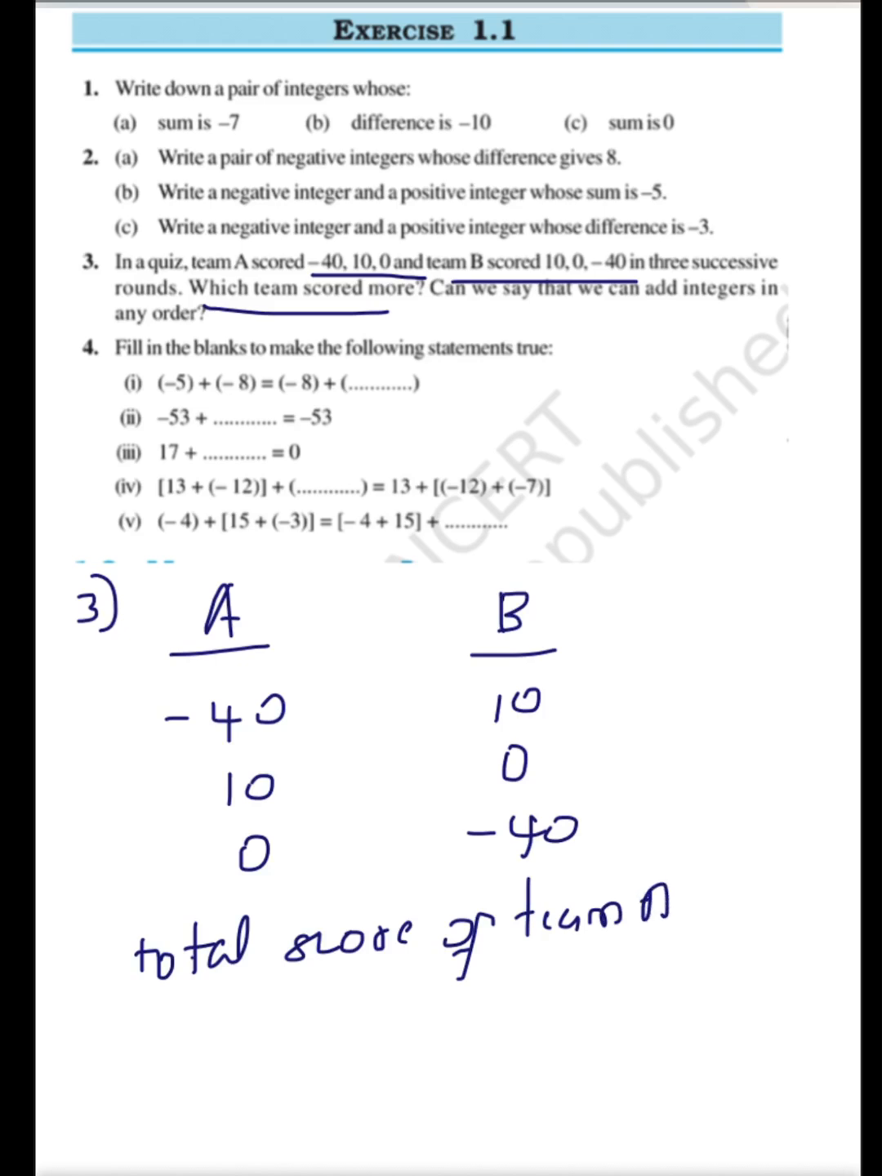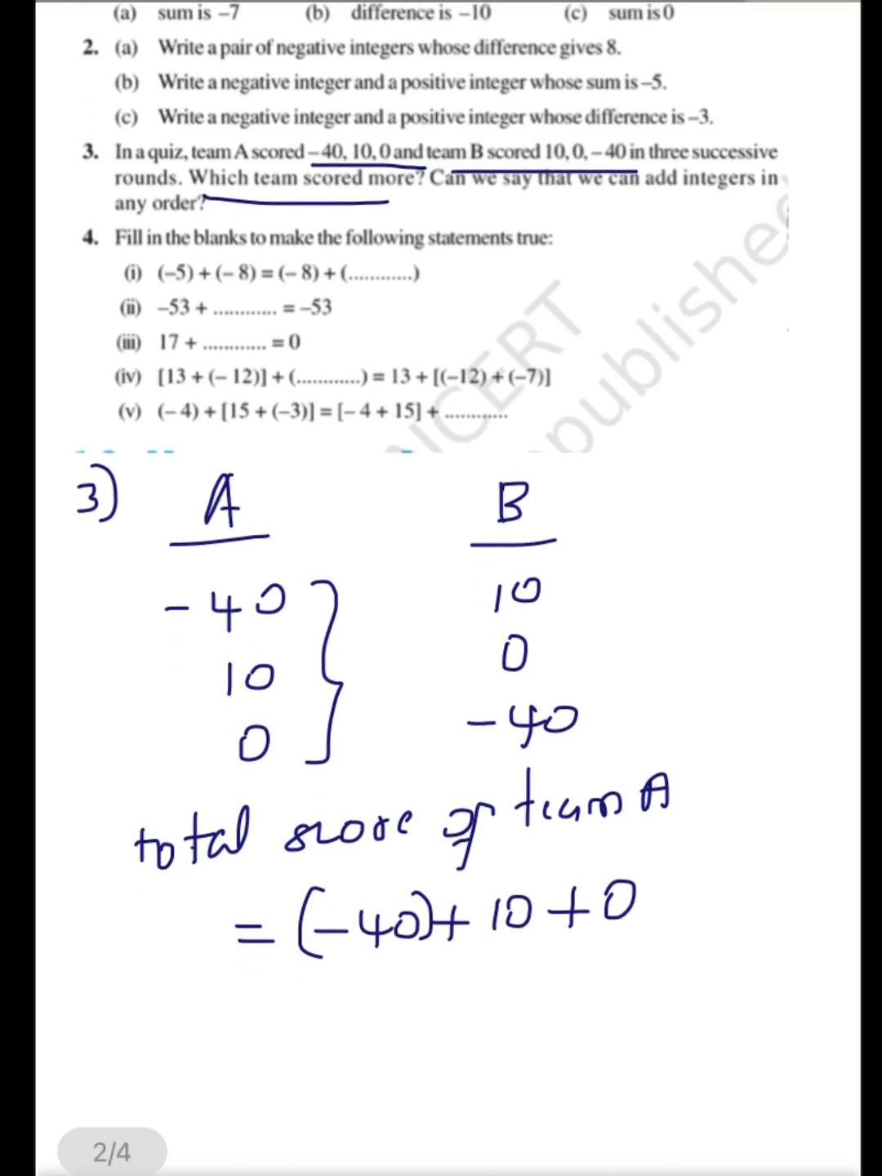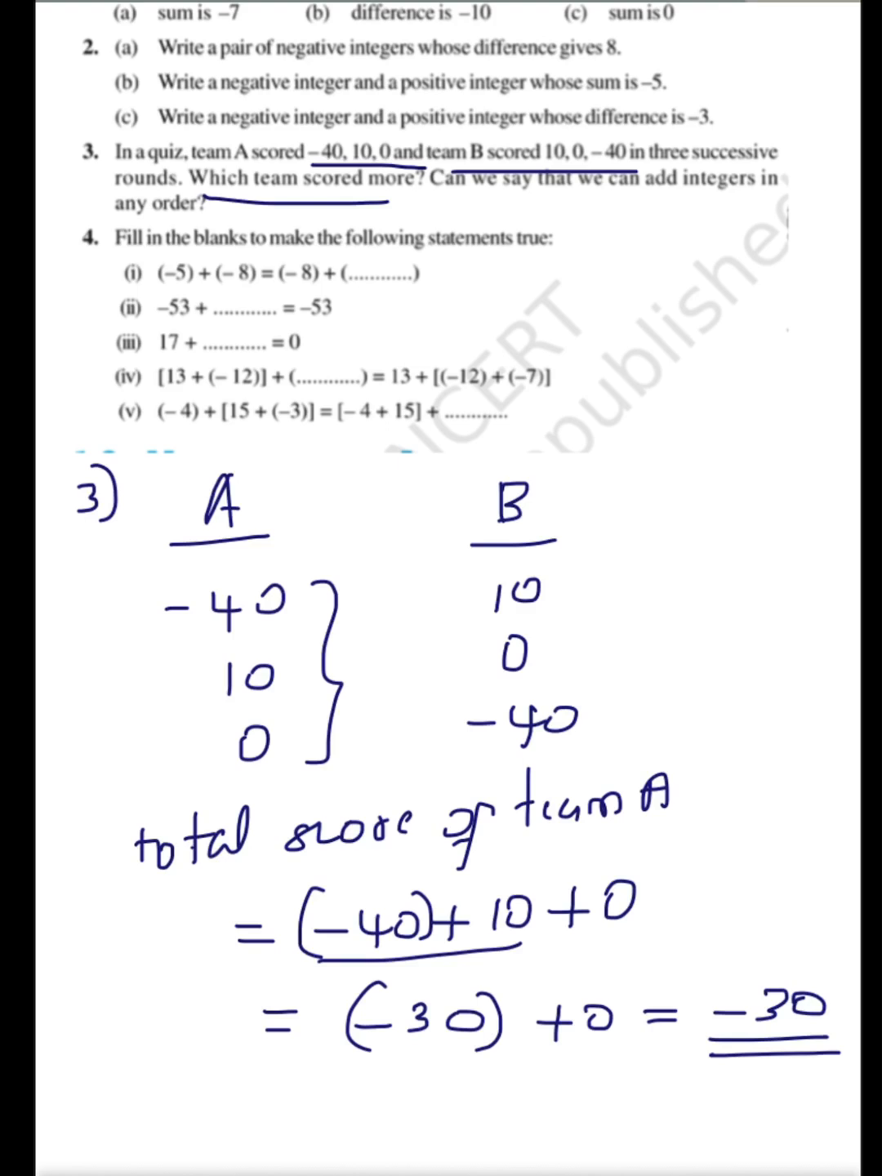How will you calculate the total score of team A? You have to just add all this. That is minus 40 plus 10 plus 0. So what will be the answer? What is minus 40 plus 10? Minus 40 plus 10 is minus 30. Minus 30 plus 0. What is minus 30 plus 0? It's minus 30. Now let's calculate the total score of team B.